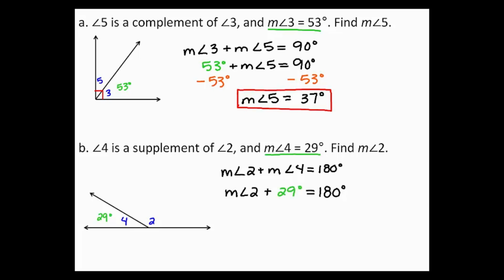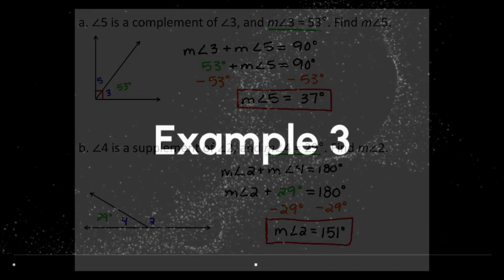So, you can substitute this value in for the measure of angle 4. To solve for the measure of angle 2, you can subtract 29 degrees from both sides of the equation. This gives you the measure of angle 2 equals 151 degrees. Therefore, the measure of angle 2 is 151 degrees.